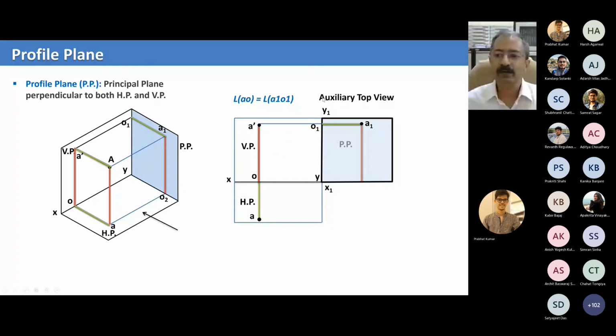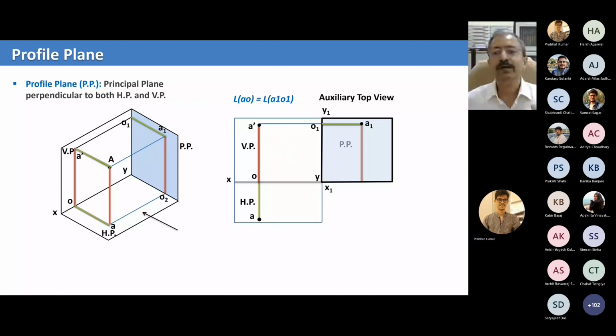So what do I do? The XY line is drawn first. I pick some point, and I can draw the line x1 y1 through that. The original point O is where you're projecting the A1, A and A dash, distance from the vertical plane OA, and distance from the horizontal plane OA dash. That is already done. So you have already marked the points A and A dash.